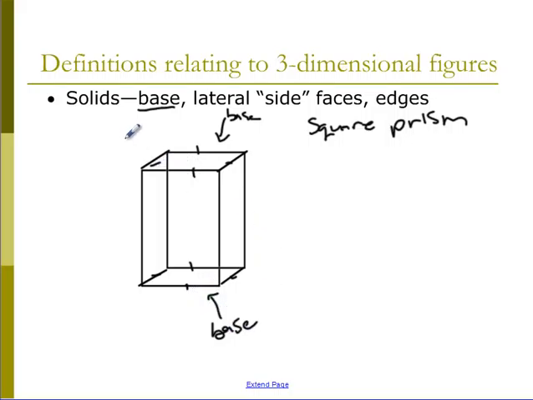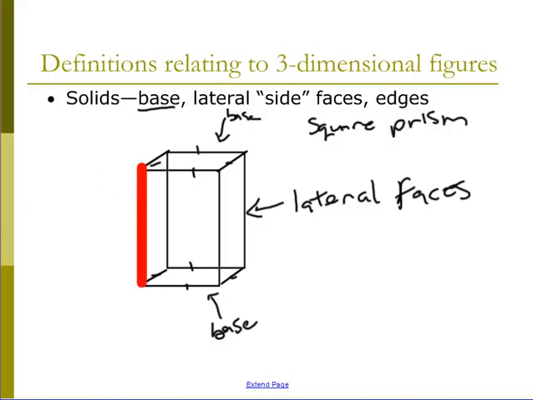Now in a prism, really bases are everywhere, but we're going to look at just the top and the bottom. The lateral side faces are all the ones that connect the two bases together. Lateral faces. And then all the edges are what's actually touching. So an example of an edge is right there, where two faces or face and a base meet.